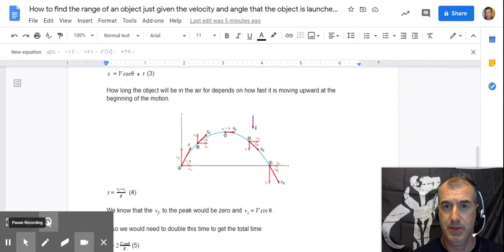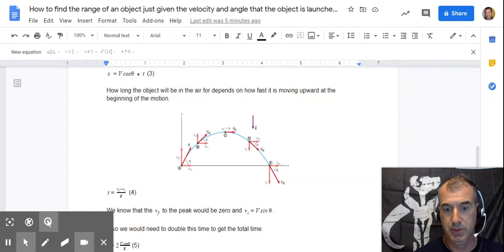How long the object is going to be in the air is simply a function of how quickly it's moving upward to start with. Hopefully that particular idea makes sense. The faster the object is moving upward, the longer it's going to be in the air, and the greater range that we potentially could have here.